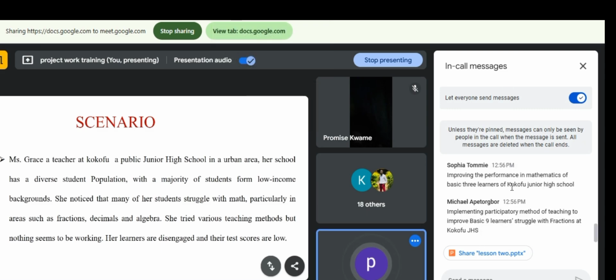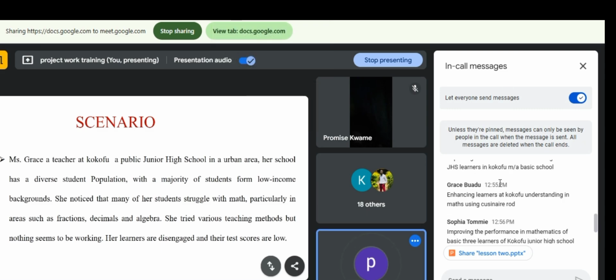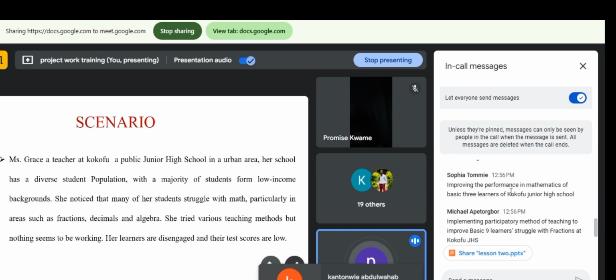Okay, Sophia. Sophia is saying improving the performance in mathematics of basic 3 learners of Kokofu Junior High School. So, Sophia, I have a little problem with it. It's a very nice topic, but here you are combining two different areas.